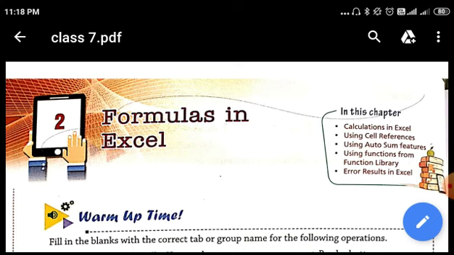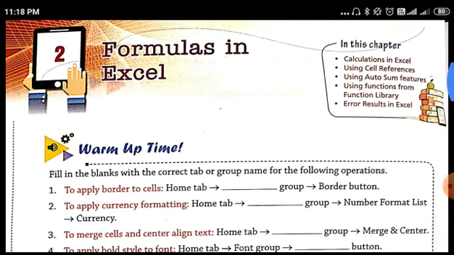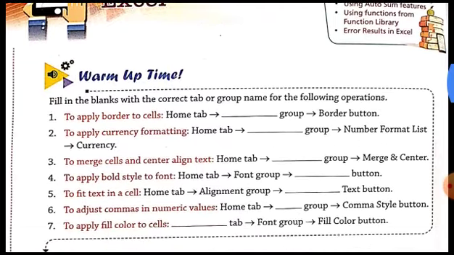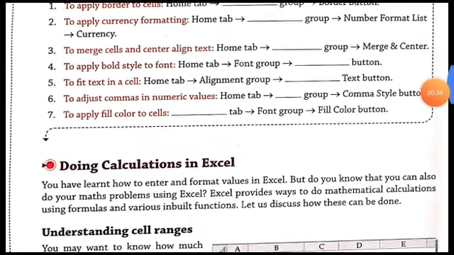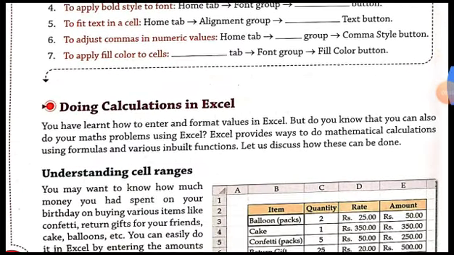In this chapter the main topics which we will study are calculations in Excel, using cell references, using the auto sum feature, using functions from the function library, and error results in Excel. These are the topics which we will discuss. I will be discussing this chapter in various parts, in sequence. We will start with the first topic of the chapter here in the part 1 video.